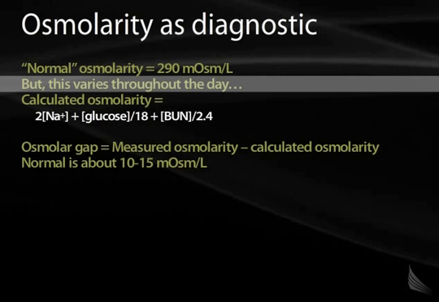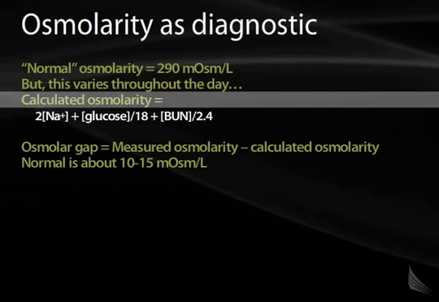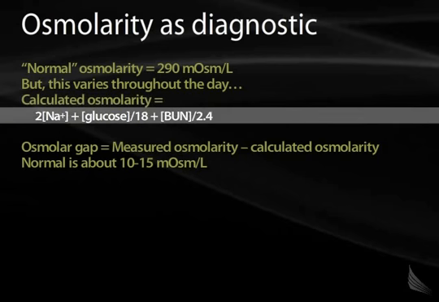One way of understanding whether or not a given patient's osmolarity is abnormal for them is to calculate what their osmolarity should be. We can look at the major osmotically active species in the patient's blood to gain a rough estimate of what a particular patient's osmolarity should be. This is done with the following equation.